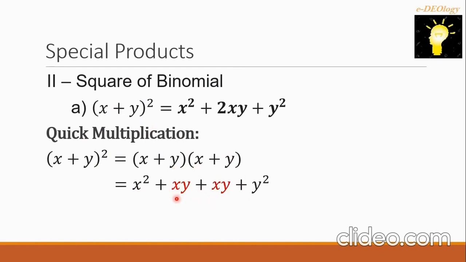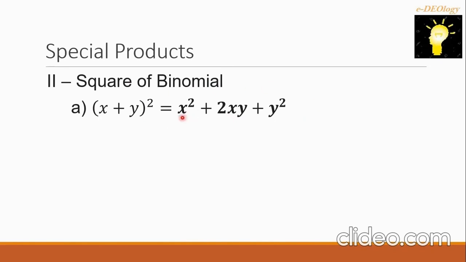There are like terms that we can combine. xy, another xy, we'll put 2xy. So the final answer, x squared plus 2xy plus y squared. We can see that this product here is the same with our special product on top here. It means to say, we can now use this formula in some of our examples.